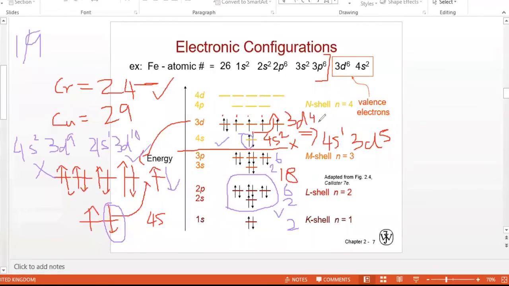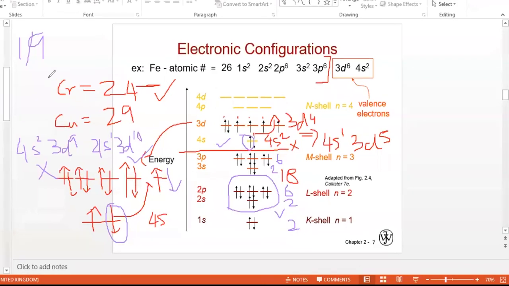Sir, first we want to fill the 3d, sir. No, because according to energy, it keeps on filling, right? In energy, 4s is ahead of 3d. So once you fill 4s, it will go to 3d. Because that's how our periodic table is also designed, right?